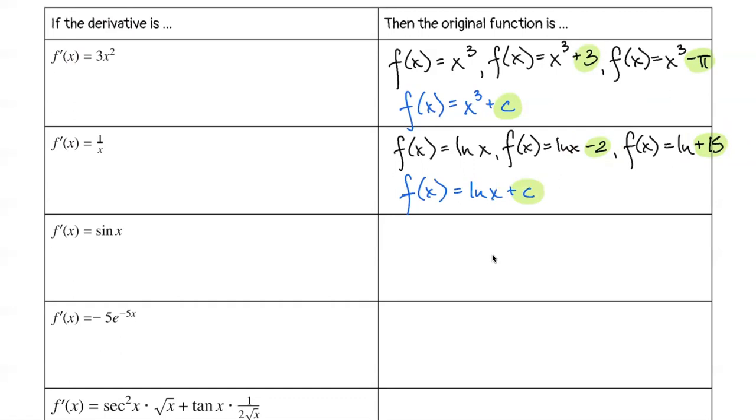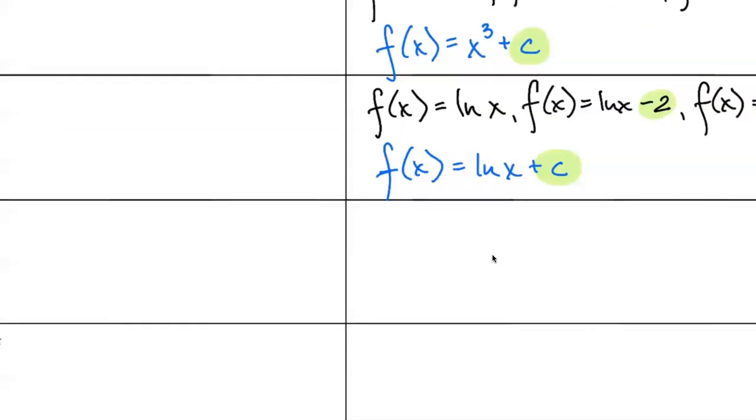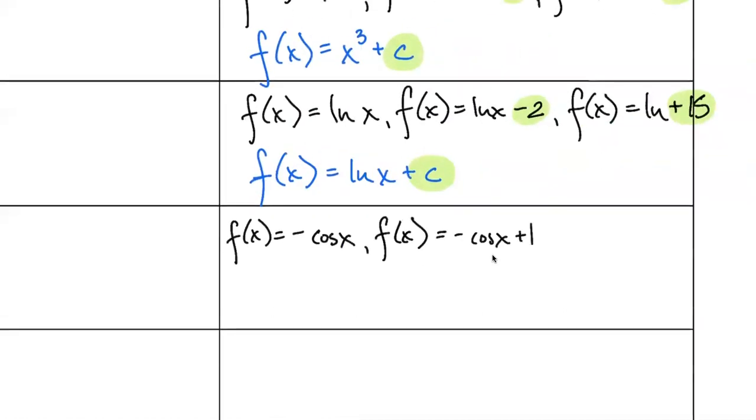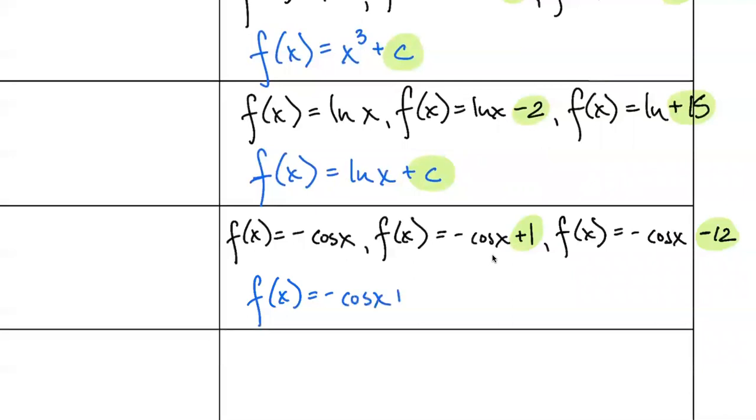All right, we could do the same thing with sine of x. Where did sine of x come from? Well, it came from negative cosine x, but it also could have come from negative cosine x plus 1, or maybe negative cosine of x minus 12, right? I don't know what number could have been at the end. And so we're going to say more accurately that f of x equals negative cosine x plus c. Okay.